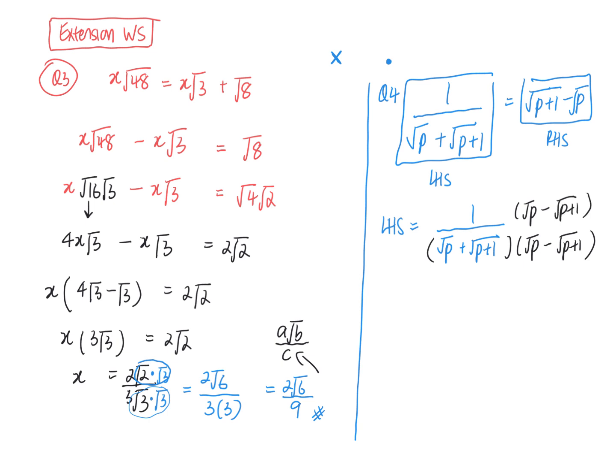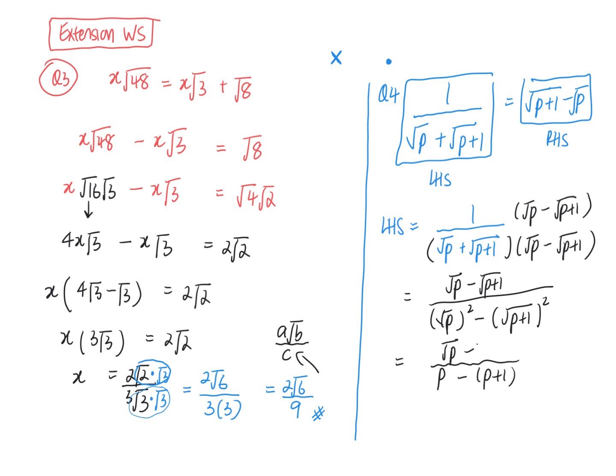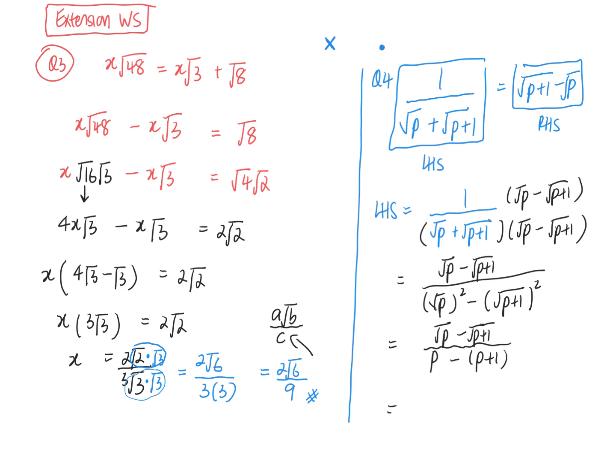So when this happens, the denominator is this square minus this square. The top is still this, no change. So at the bottom, I'm left with this. At the top, I have this. So P minus P minus 1. So at the denominator, you are only left with minus 1, which means you will flip the two terms on top.